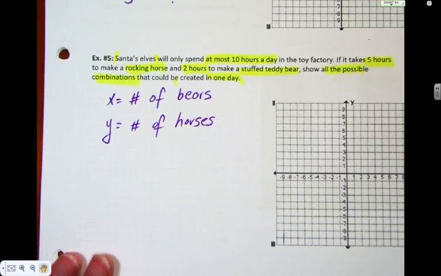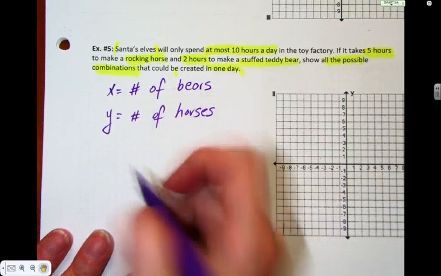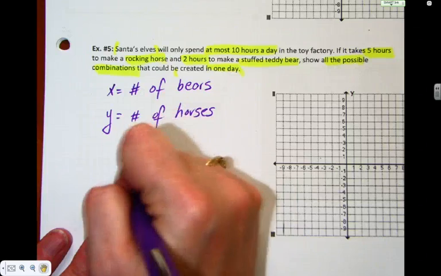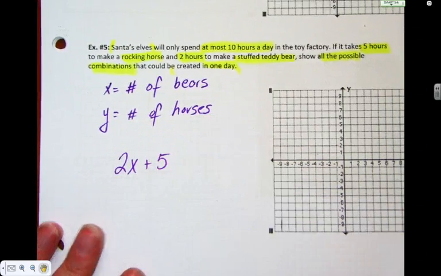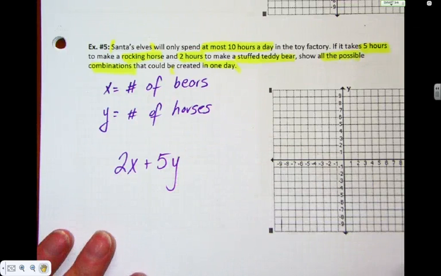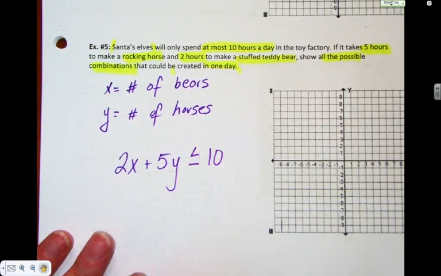Alright. Okay, let's make the equation. Talk to me about bears. 2x, so 2 for each bear, plus 5y, less than or equal to.